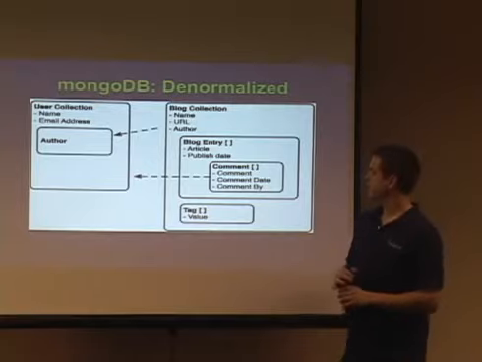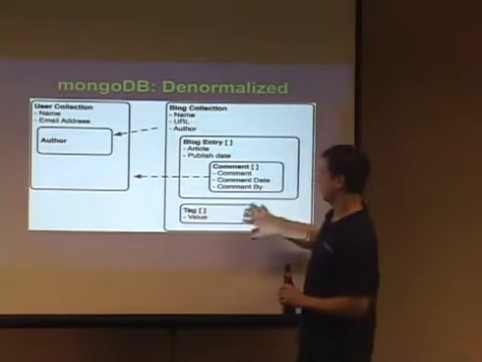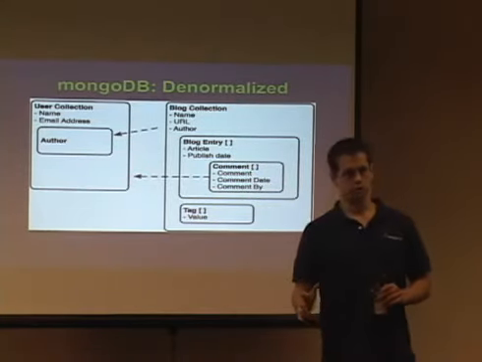So as far as what denormalization means, it means that instead of having this represented as 6 or 7 different tables, it's all going to be represented as a single document. Questions so far?